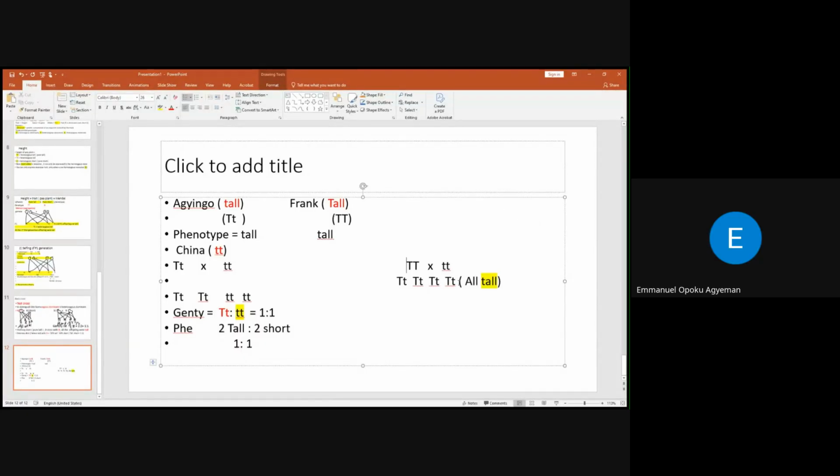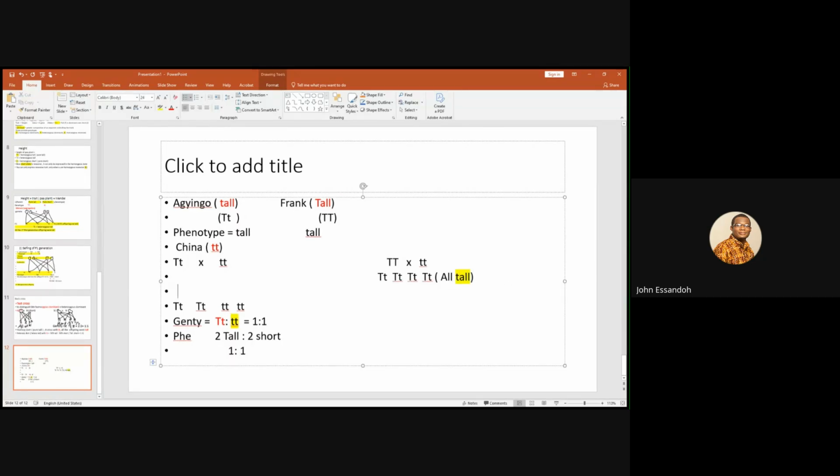So this is the genotype. In terms of the genotype, I would say they are heterozygous. Phenotypically all tall, but genotypically, I will know that this is not pure tall. This is heterozygous tall.